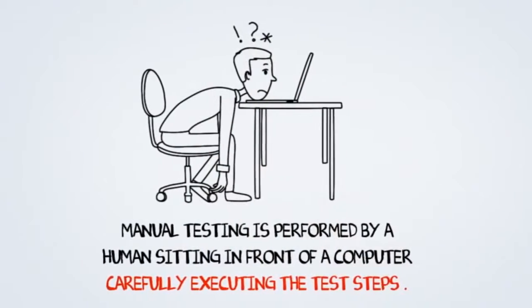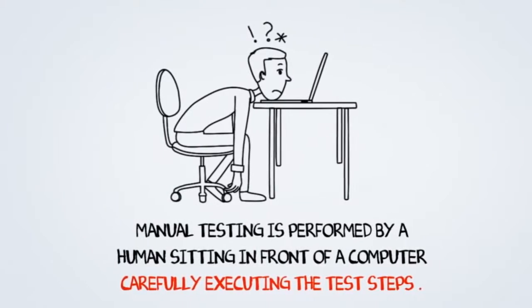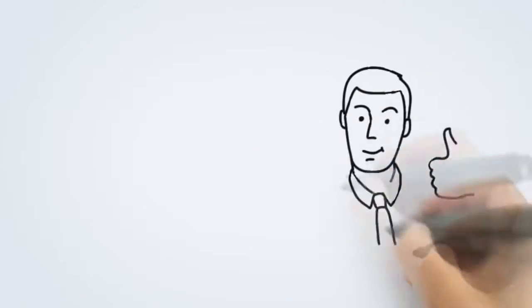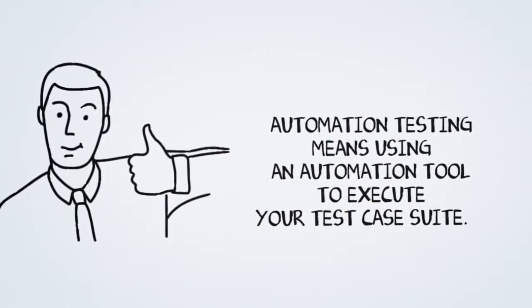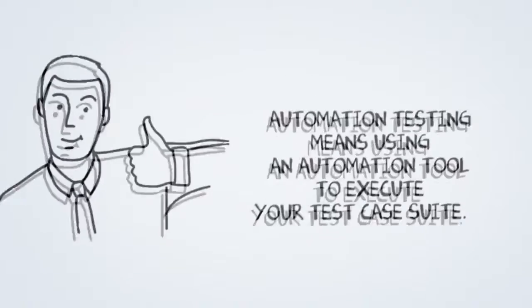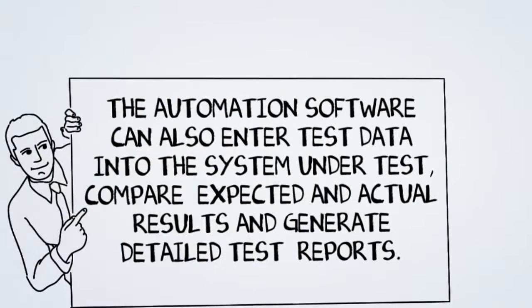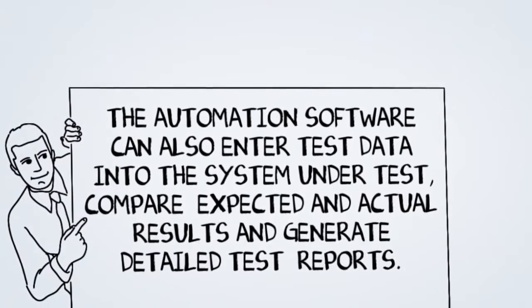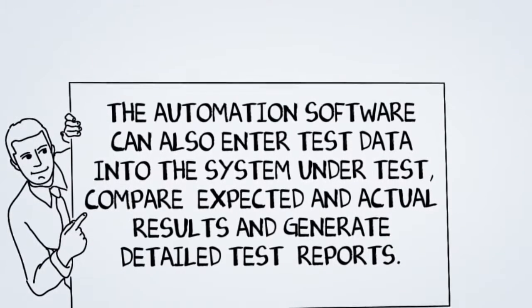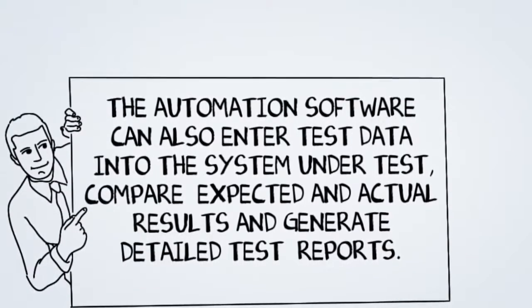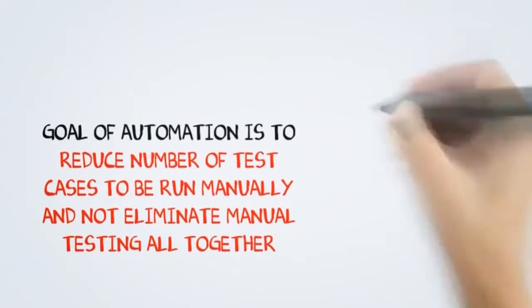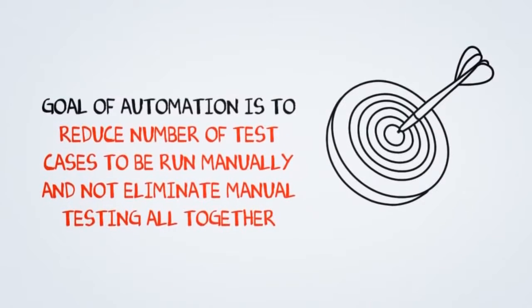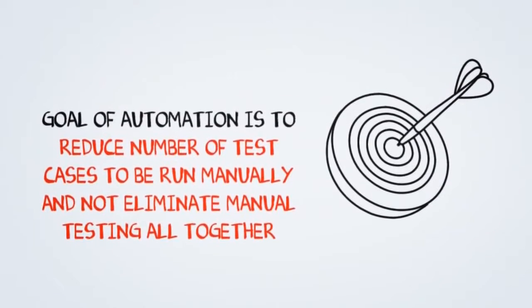Manual testing is performed by a human sitting in front of a computer carefully executing the test steps. Automation testing means using an automation tool to execute your test case suite. The automation software can also enter test data into the system under test, compare expected and actual results, and generate detailed test reports. The goal of automation is to reduce the number of test cases to be run manually and not eliminate manual testing altogether.